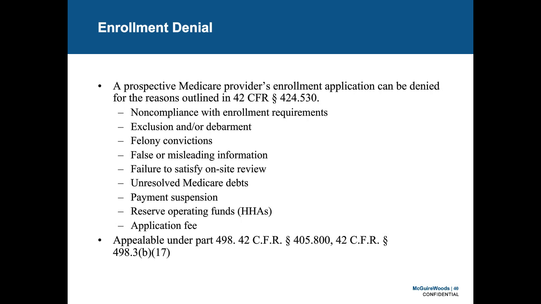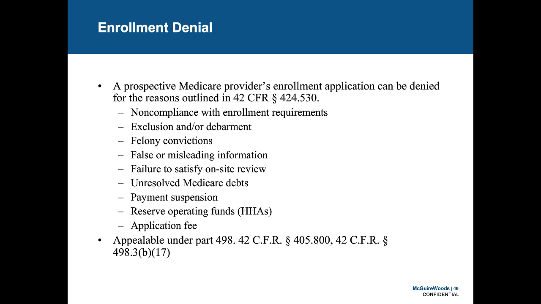Felonies can lead to denial of an enrollment application. They would be felonies within the past 10 years and can include things like murder, rape, assault, extortion, embezzlement, income tax evasion, and other felonies that would cause mandatory exclusion from federal healthcare programs under the OIG's authority. That would include healthcare fraud.